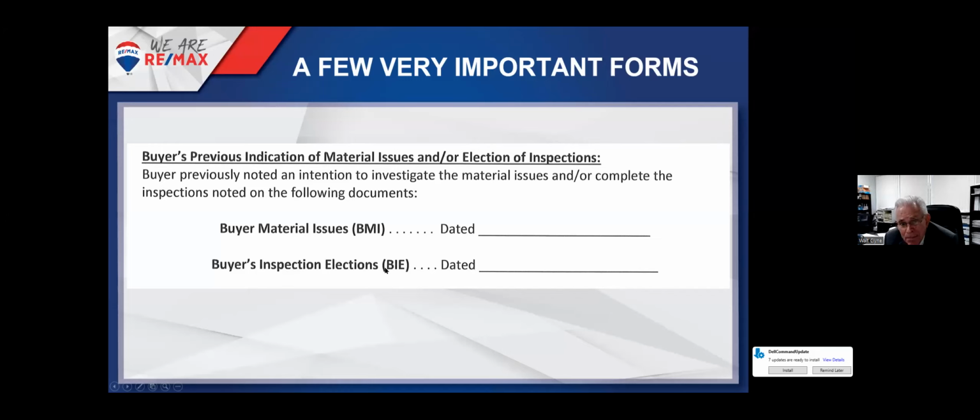They said, you know what, the BIE is real close to a BMI. A lot of times buyers will list off 10 different inspections and check them all off. But then, like I said earlier, when they find out they have to pay for them, they say, oh, never mind. Well, they should be waived, and you can use this form to help document they've changed their mind. So if there's a BIE, this is a great form to use as well.